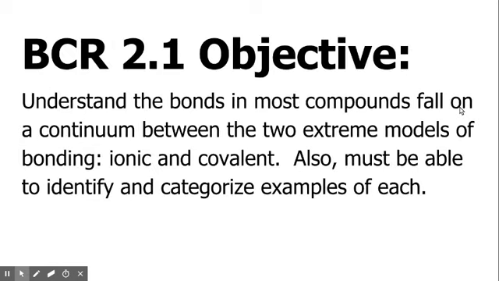So, just as a recap of the objective, understand that bonds in most compounds fall on a continuum between two extreme models of bonding, which are ionic and covalent, and also be able to identify and categorize examples of each.